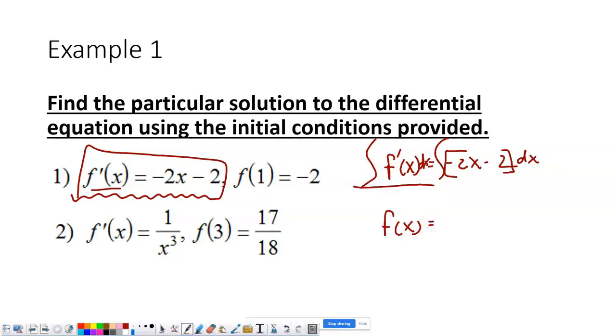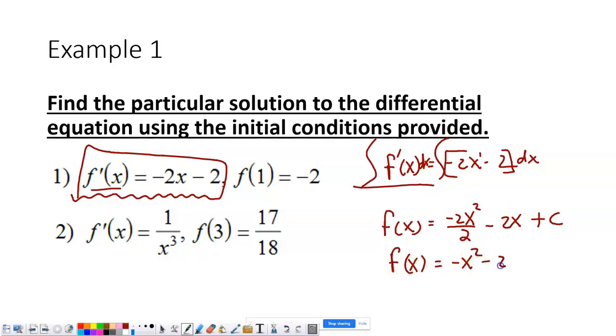Now, over here, we need to integrate this side as well. So we're going to add 1 to the power, and we're going to divide by that power. And then for a constant, you just put an x next to it. And don't forget your plus c. Let's simplify it a little bit.